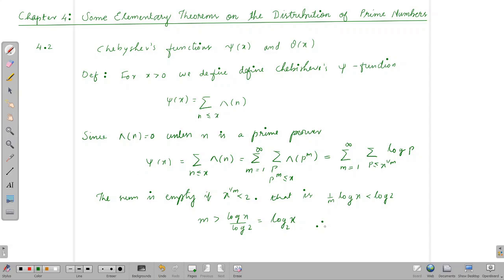Therefore, psi of x is equal to the summation over m less than or equal to log x to the base 2. That means whenever m is greater than this, the sum is empty. So we need to consider all m such that that quantity is always less than or equal to this quantity. So m is less than or equal to this; m goes all the way up to log x to the base 2.